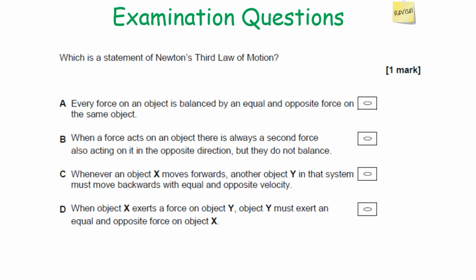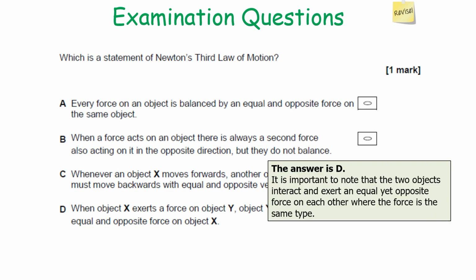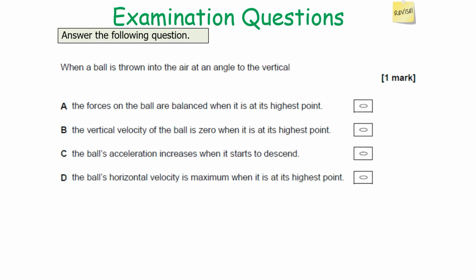Right, so in this one, the answer is D. Now, it's very important that you are aware of what Newton's third law of motion is. The first thing to note for the third law of motion is it's always between two objects interacting with each other. Now, when two objects interact, they'll exert an equal yet opposite force on each other. So when X interacts with Y, they'll exert a force on each other, and that force will be of equal size, it will be in the opposite direction, and it will be the same type of force. Let's have a look at our next question.